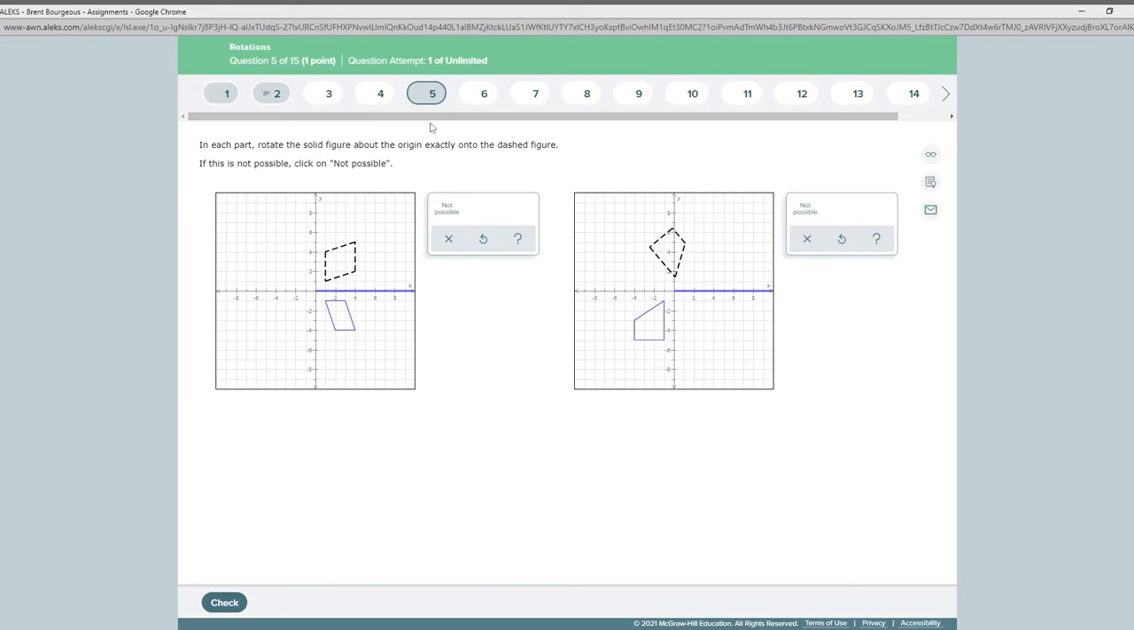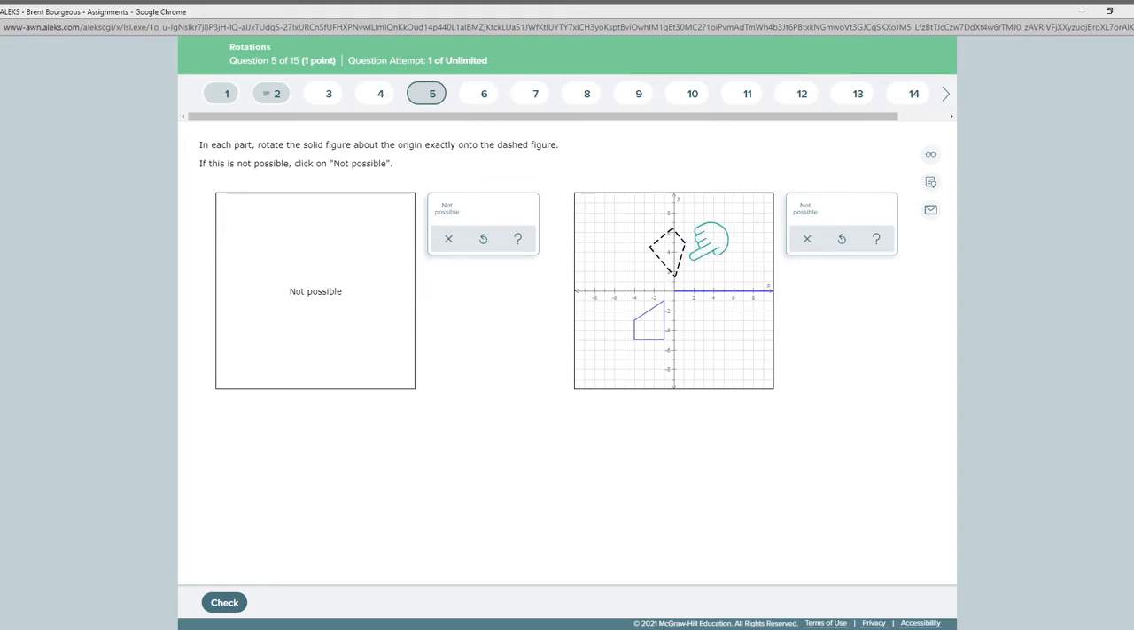Okay, you might run into some problems like this one where you're actually asked to rotate a particular figure and see if it will match up with another figure. So in this case, we're going to rotate the bottom figure onto the top one. And if we notice, it will not rotate on and cover it up or fit exactly. So this one, we're going to just say isn't possible.